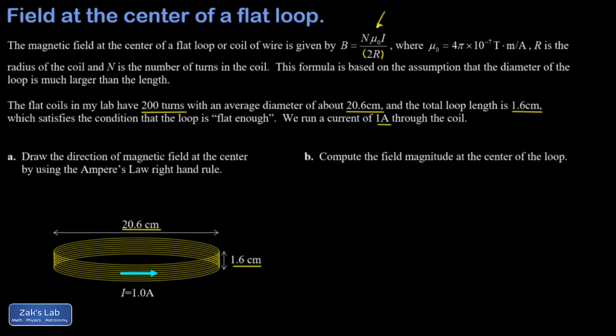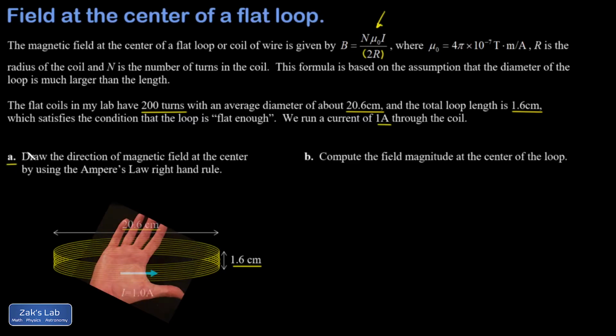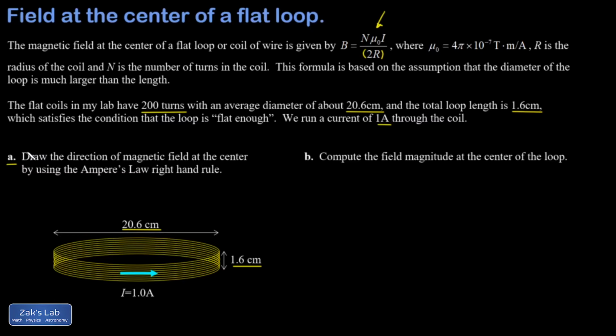In part A, I'm asked for the direction of the magnetic field at the center of the loop, and I use the Ampere's law right hand rule for this. So I put my thumb in the direction of current, curl the fingers of my right hand around, and that's the way the magnetic field is looping around the wires. That means the magnetic field is pointing up inside the plane of the loop and down outside of the plane of the loop. Just qualitatively, the field lines look something like this.